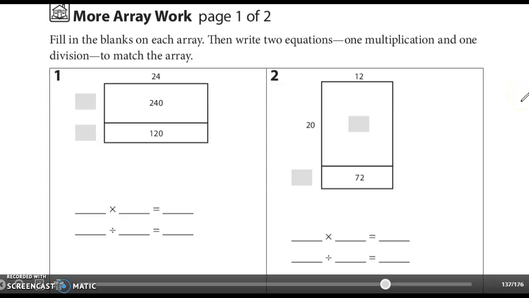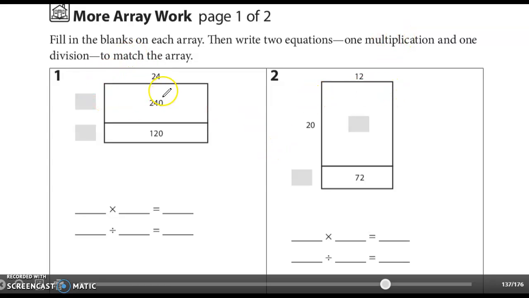Today we are on Home Connections, pages 133 and 134. We're going to go over your work, your answers. So on page 133, we're going to fill in the blanks and then write two equations. We're going to have to write a multiplication and a division one to match the array.